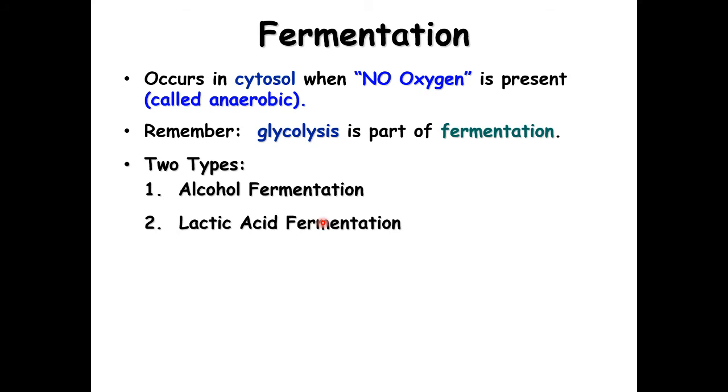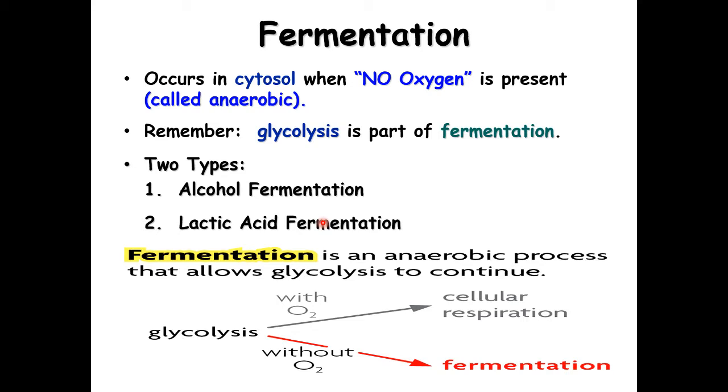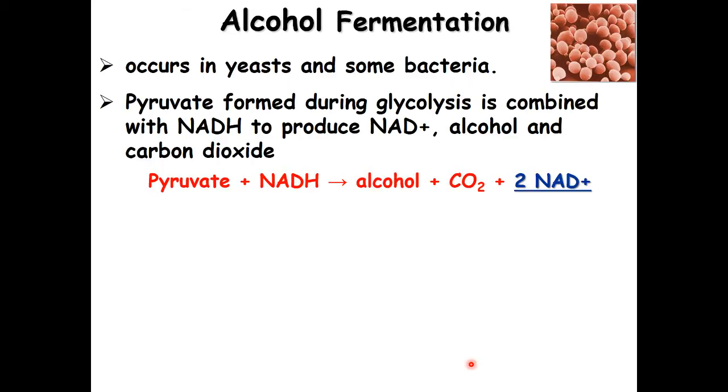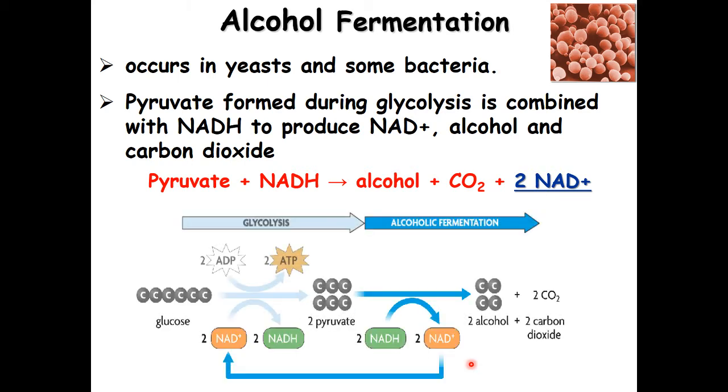So there are 2 types of fermentation. One is alcohol fermentation, because it makes alcohol. And one is lactic acid fermentation, same thing. This fermentation reaction makes lactic acid. Okay, so here's glycolysis. With oxygen, it goes into mitochondria. Without oxygen, it stays outside in the cytoplasm to go through fermentation. Now let's talk about alcohol fermentation first.